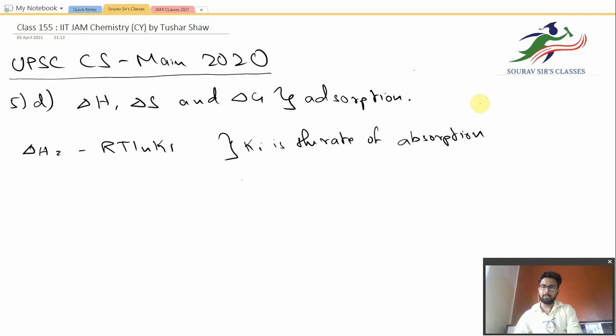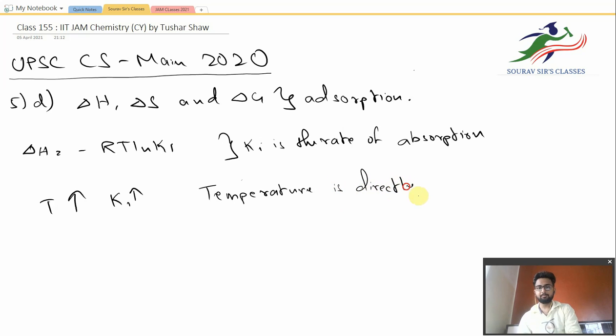Obviously, the rate is dependent on temperature. The higher the temperature, the higher the rate. As the temperature increases, K1 also increases. That is, temperature and K, the rate, are directly proportional. Temperature is directly proportional to K.